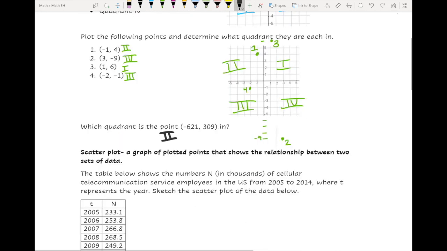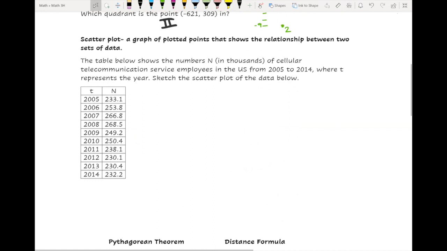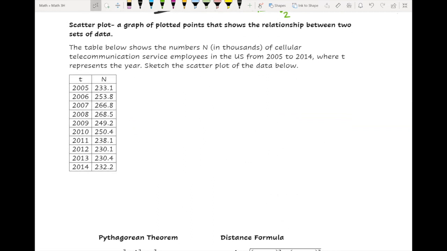All right, so we are going to look at a different kind of graph. We are going to look at a scatter plot. A scatter plot is a graph of plotted points that shows the relationship between 2 sets of data. So the table below shows the numbers N, in thousands, of cellular telecommunications service employees in the US from 2005 to 2014, where T represents the year. Sketch the scatter plot of the data below. So it's going to be a different kind of graph.